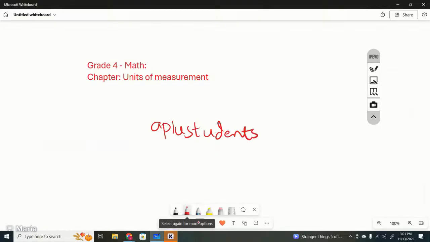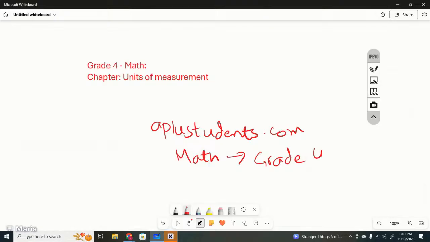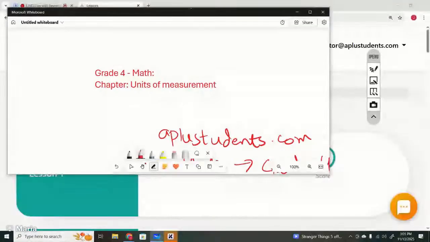Then you have to select math from the subject tab. Scroll down to grade 4 math and then click on view all lessons. There you can find a list of the chapters. We're going to start with the chapter units of measurement.